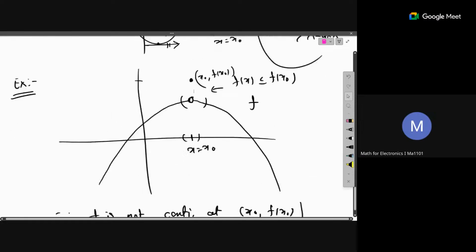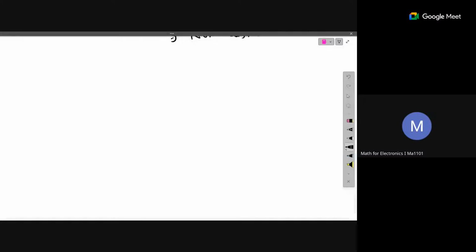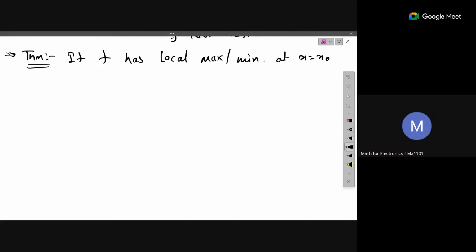Okay. Now let's see another proof of this theorem. So again, I'll write the theorem. What does the theorem say? That if f has local maxima or minima at x equals x naught, and f is differentiable at x equals x naught, then this implies f dash at x naught is equal to 0.